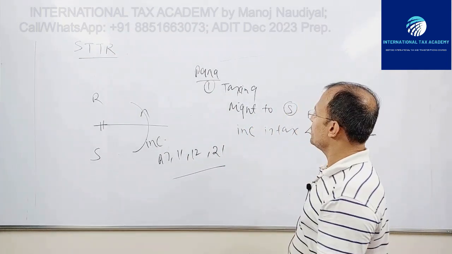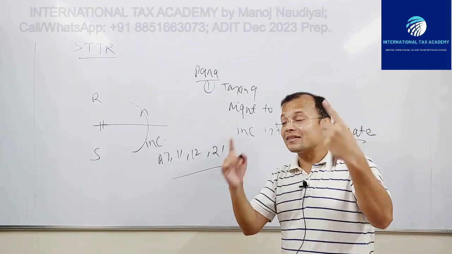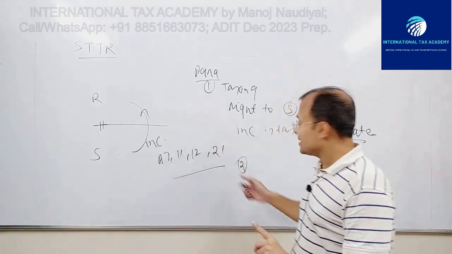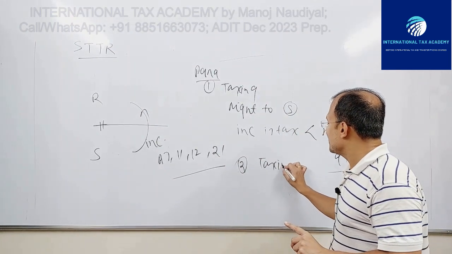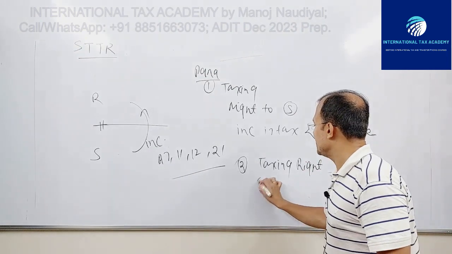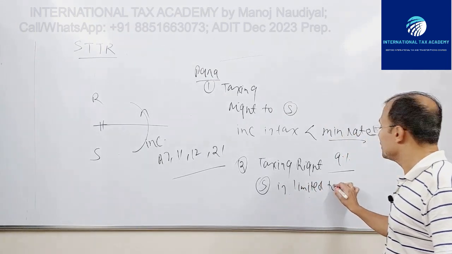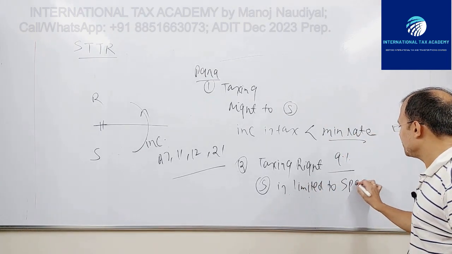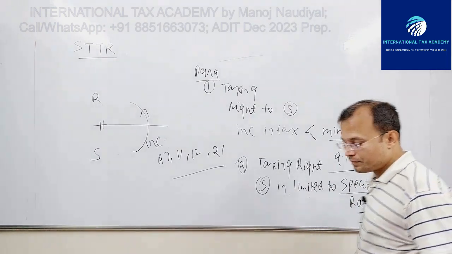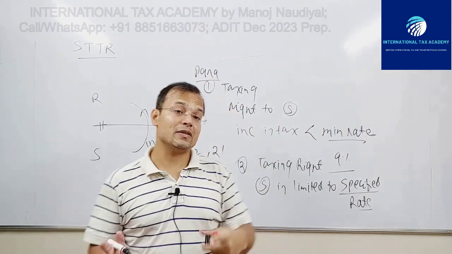Fine. Paragraph number 1. Paragraph number 2. S state is given the right to tax under paragraph number 1. But is this taxing right unlimited? No. This taxing right given to S state is limited to the specified rate. What is the specified rate? I'll tell you. Taxing right given to S state under paragraph number 1 is limited to the specified rate.